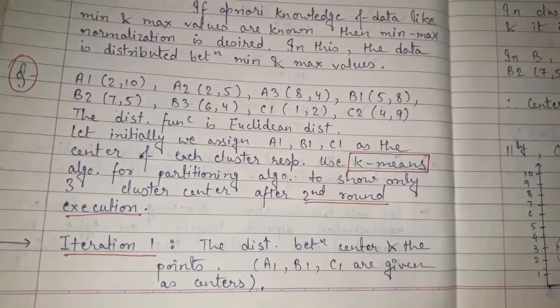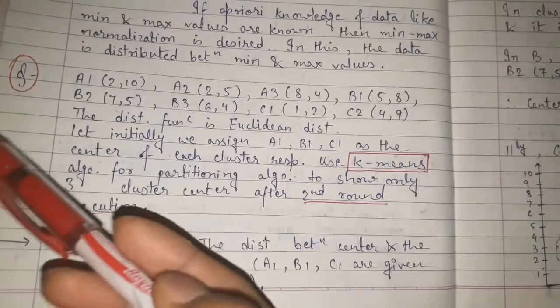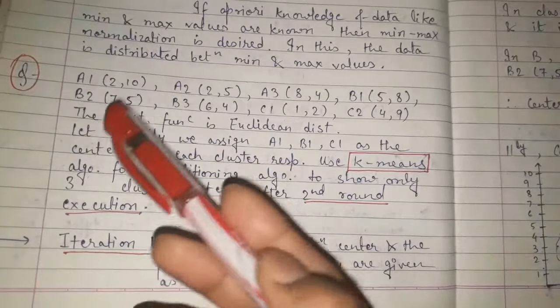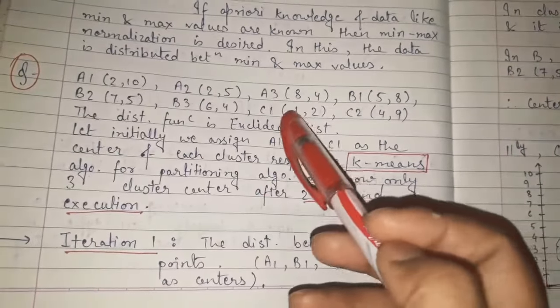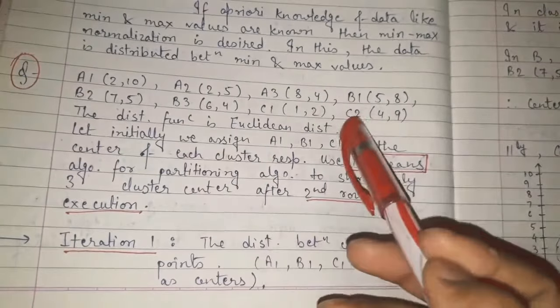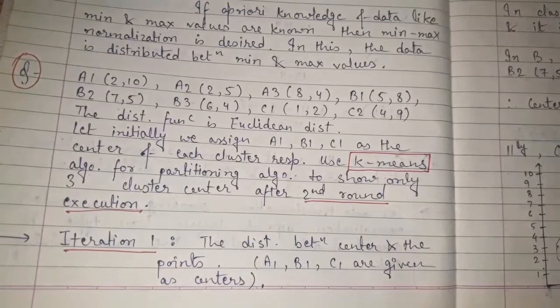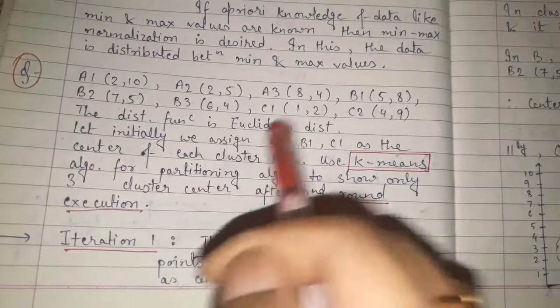Fine. So let's start. Here we are taking one standard example. What is given in the example? A1, A2, A3, B1, B2, B3, C1, C2. These 8 points are given to us, 8 data points are given. They are telling that the distance function is Euclidean distance.